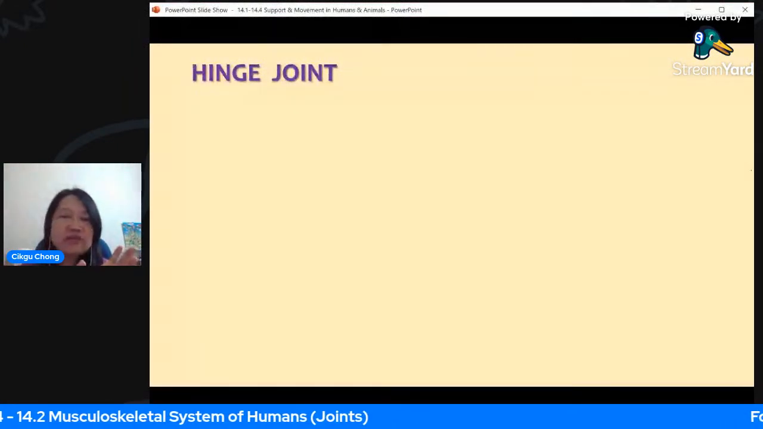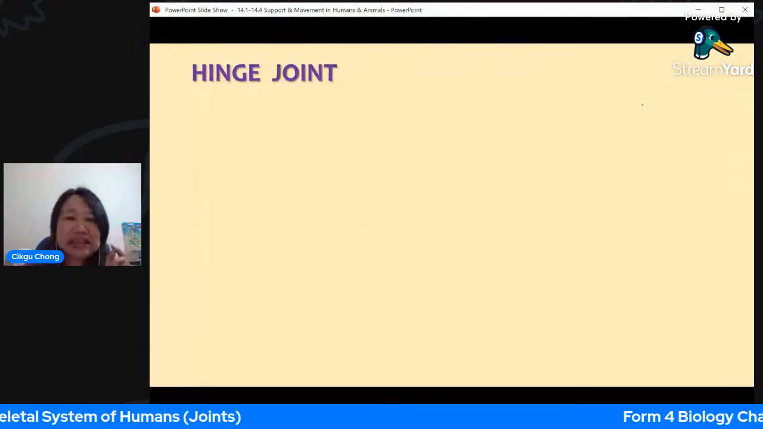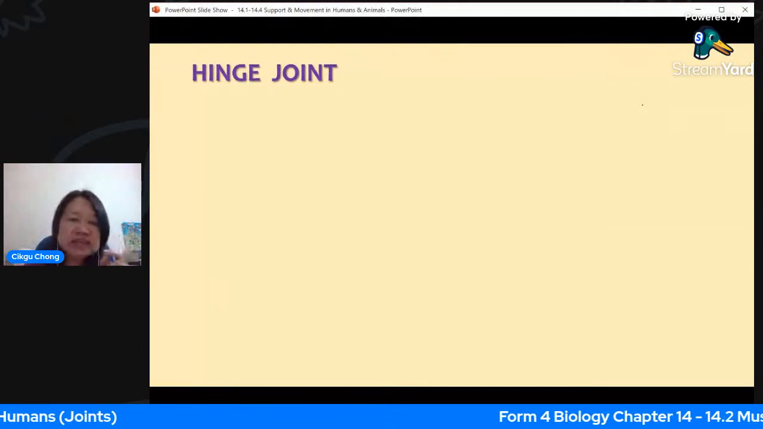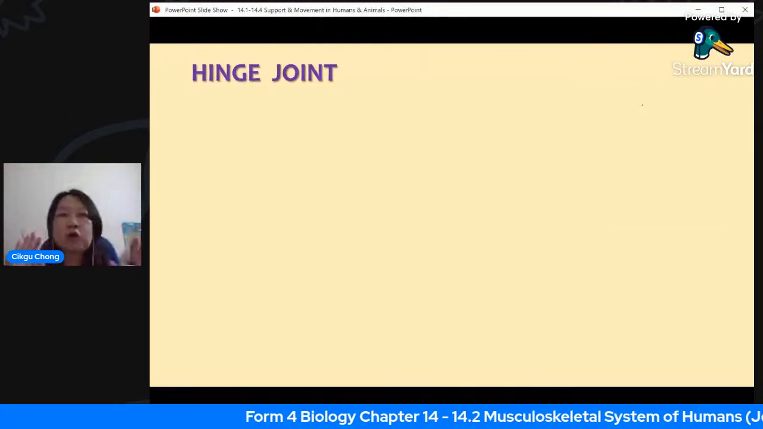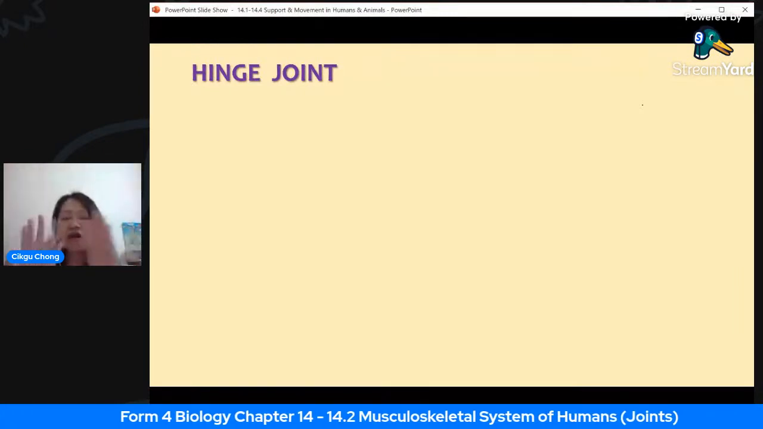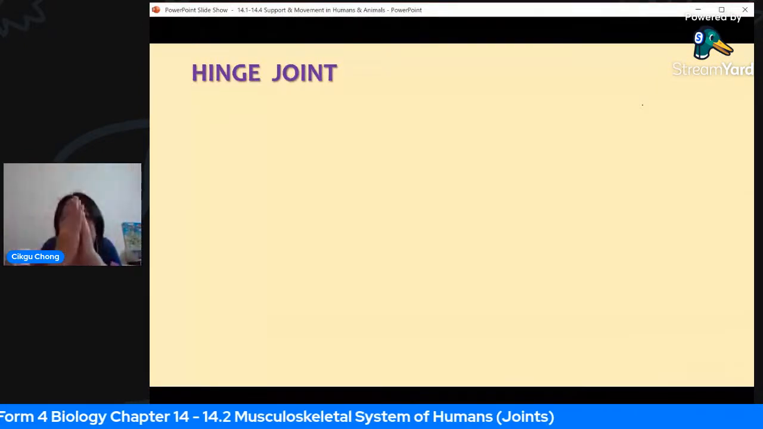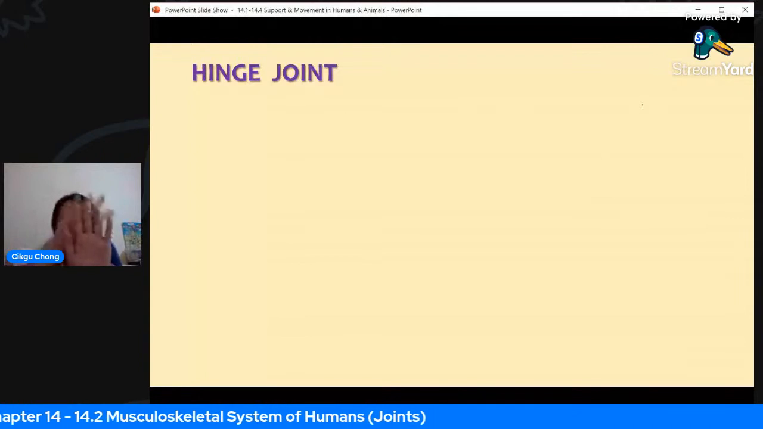Now let's look at the hinge joint. The hinge joint is simple to remember. It's just like your room door. The door only opens in one direction, isn't it? So this is, let's say, the room, the door frame, and this is your door.